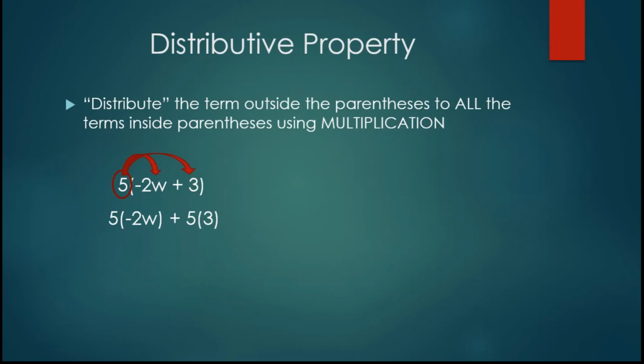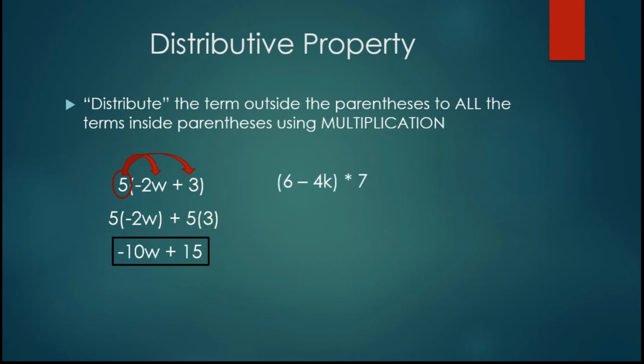So that looks like 5 times -2w plus 5 times 3. And then we just have to simplify from there. 5 times -2w is -10w. 5 times 3 is 15. Once we've simplified as much as we can, we're finished. Now from this point, sometimes you will have like terms and you can combine, but these two are not like terms because one has a w, one is a constant. So we're going to do a couple more examples, and then you guys will have some practice with your partners.